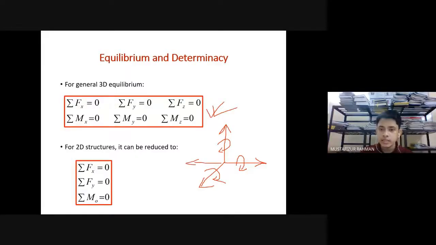Other will be in this direction, and finally what they are doing, they are balancing each other. Therefore we are saying summation of forces is equal to 0.